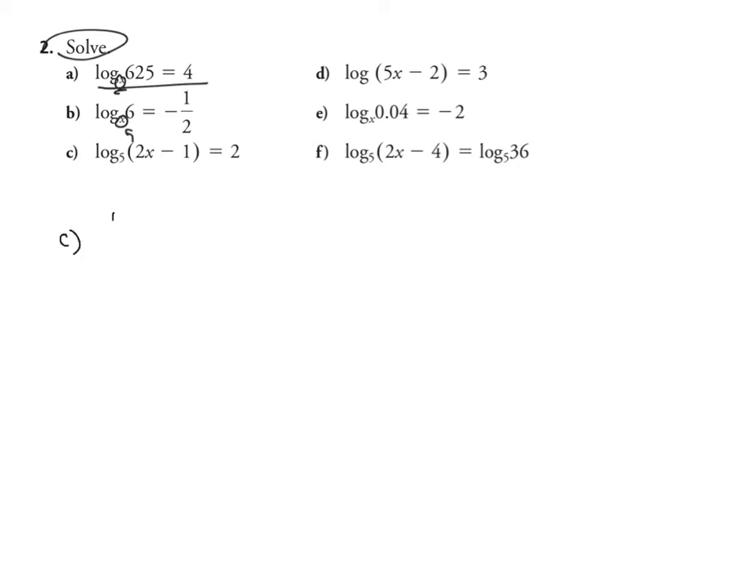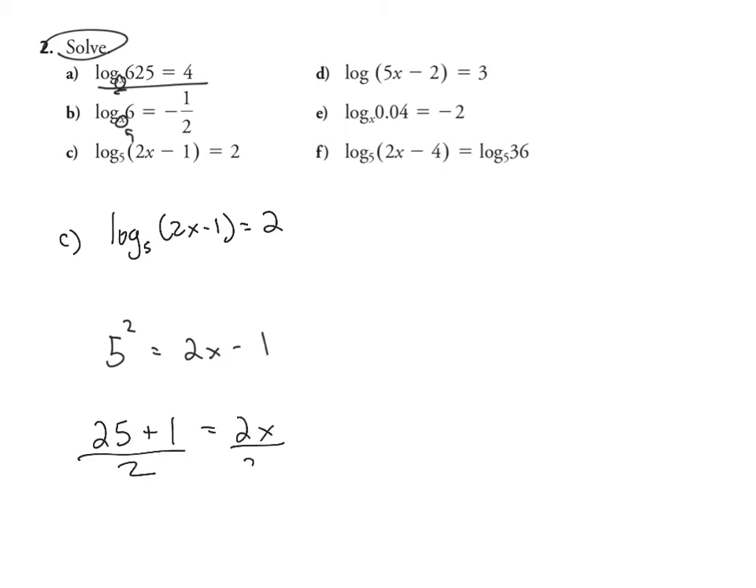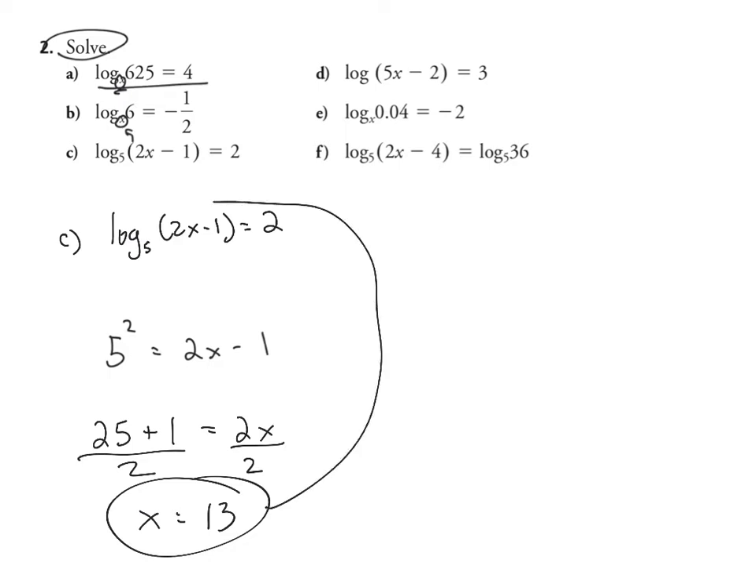Part C, the log base 5 of 2x minus 1 equals 2. So change that to an exponential. You've got 5 to the power of 2 equals 2x minus 1. This feels a little bit more safe. So you've got 25, add 1 to both sides, 26 equals 2x. And divide both sides by 2, and you've got x equals 13. That one's a lot better. Of course, we want to check our answer. 13 times 2 is 26, minus 1 is 25. The log base 5 of 25 is indeed equal to 2. That's good.